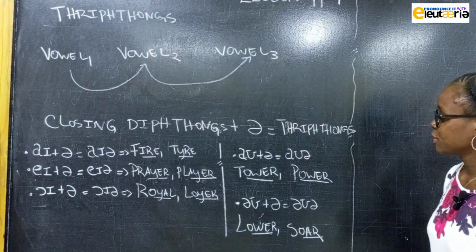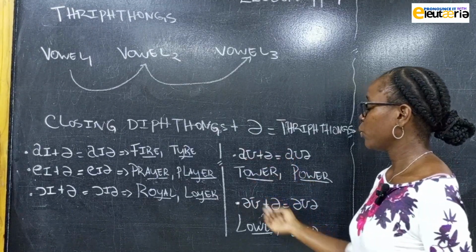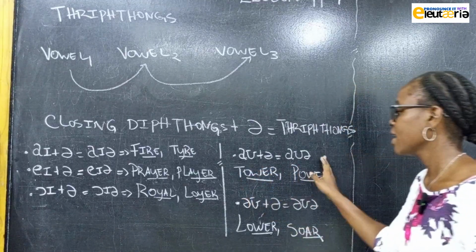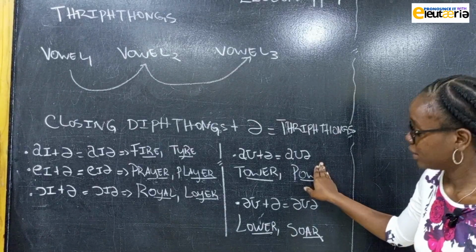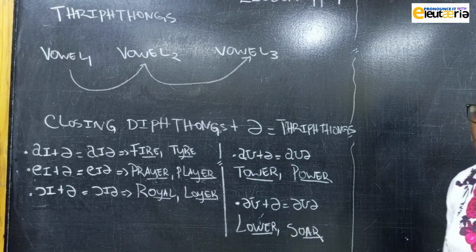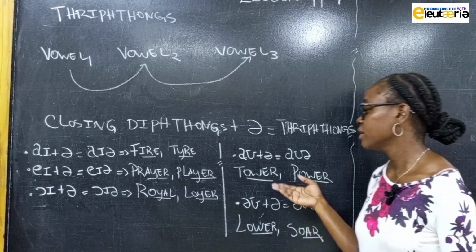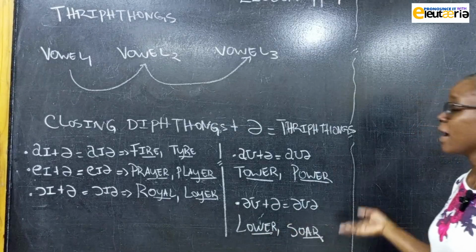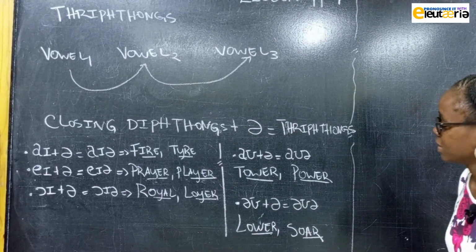Let's now move on to the final ones, which are ow and o. If we join schwa and ow, we find awa. Again, awa. And if we join o with schwa, we have owa, owa. So where do we find awa? In words like tower, power, hour, and many other words.